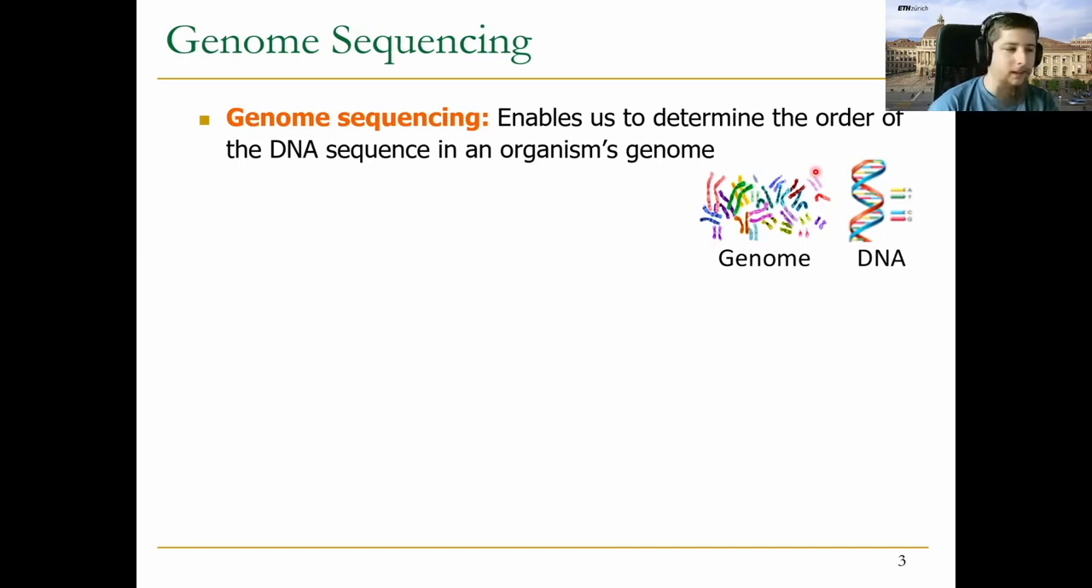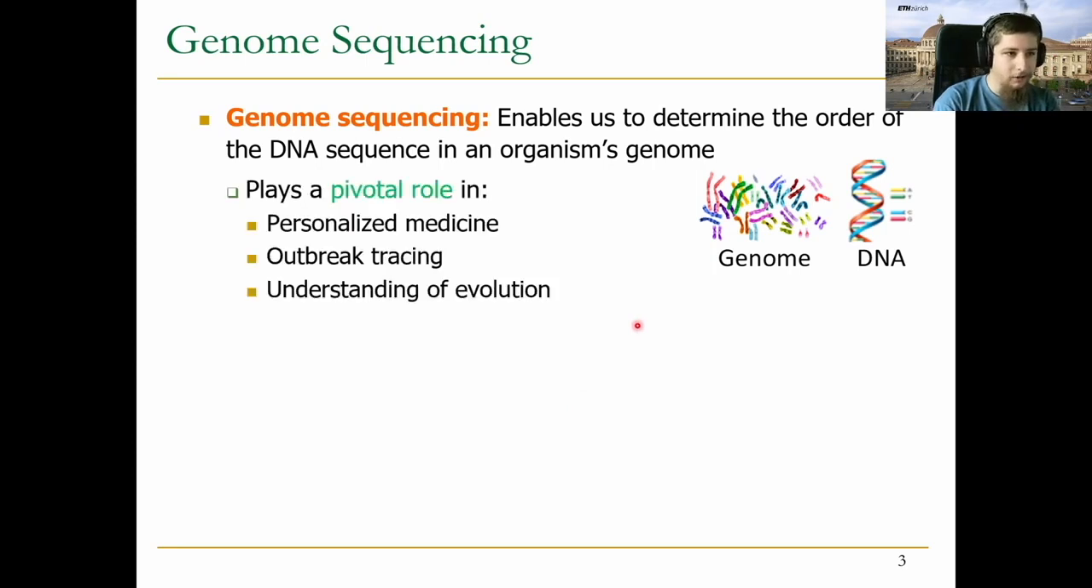For example, in humans, eye color or susceptibility to certain illnesses, or how well someone would react to a medication. So it plays a pivotal role in analyzing this genome. It plays a pivotal role in personalized medicine, outbreak tracing, and understanding of evolution.